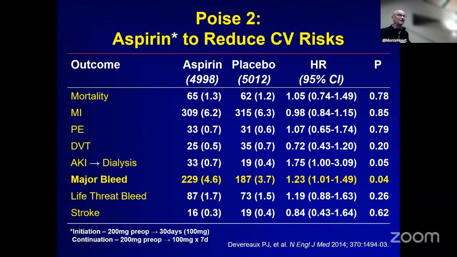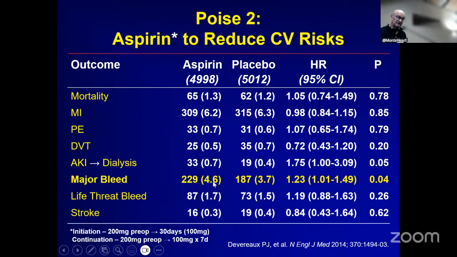POISE 2 looked at aspirin. We get this all the time. Does a little aspirin before surgery prevent plaque rupture and thrombosis? Well, probably not. This is a big study, 10,000 patients. No effect of aspirin on mortality or MI, but there is bleeding if you give aspirin.